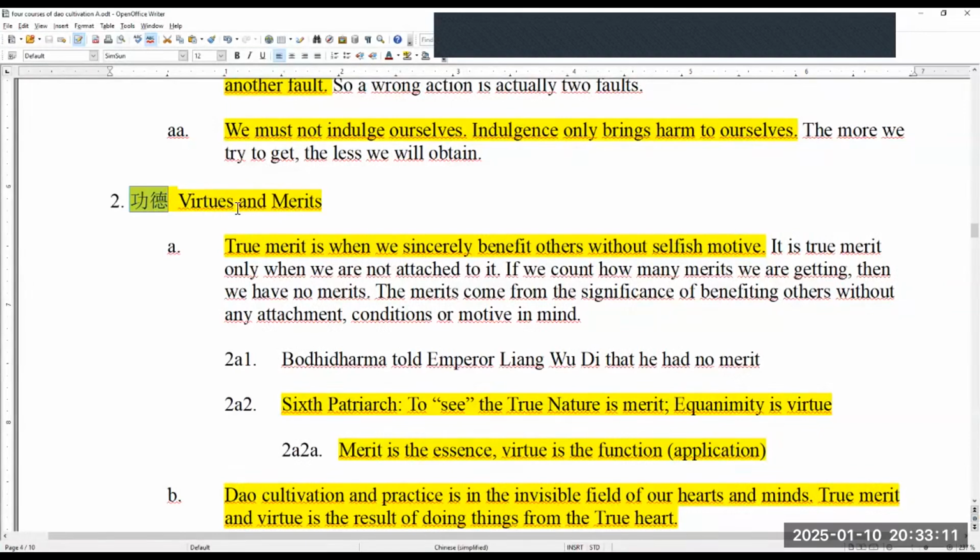Okay, so let's see. First part, the gong aspect, the first word. Basically, the Six Patriarchs consider it as the effort and time that you put in so that you can see your true nature, or Buddha nature. Basically that is the merit aspect. So that's the effort that you make to be able to see your Buddha or true nature.